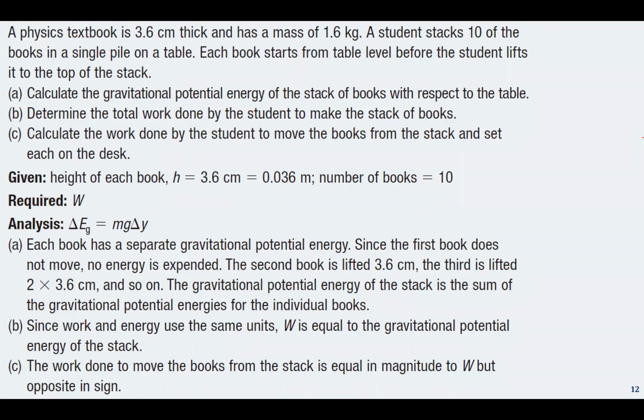In question B, since work and energy use the same units, W is equal to the gravitational potential energy of the stack. And in question C, the work done to move the books from the stack is equal in magnitude to W, but opposite in sign.